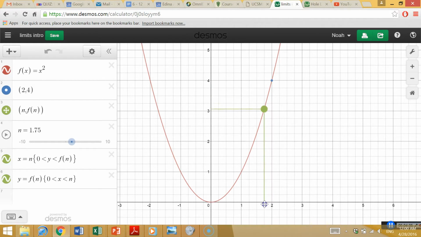Now this is kind of an uninteresting example because all I have to do is say, well, 2 squared is 4, so when x gets really close to 2, the y is going to be really close to 4. And that's really just the answer to this one.